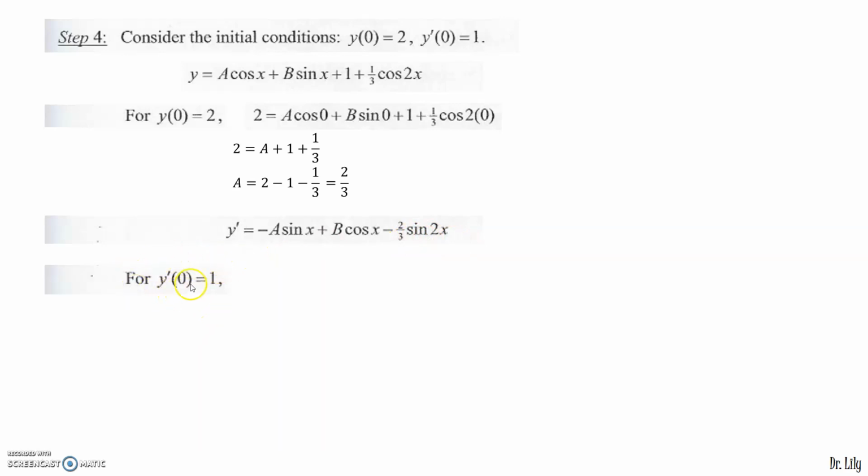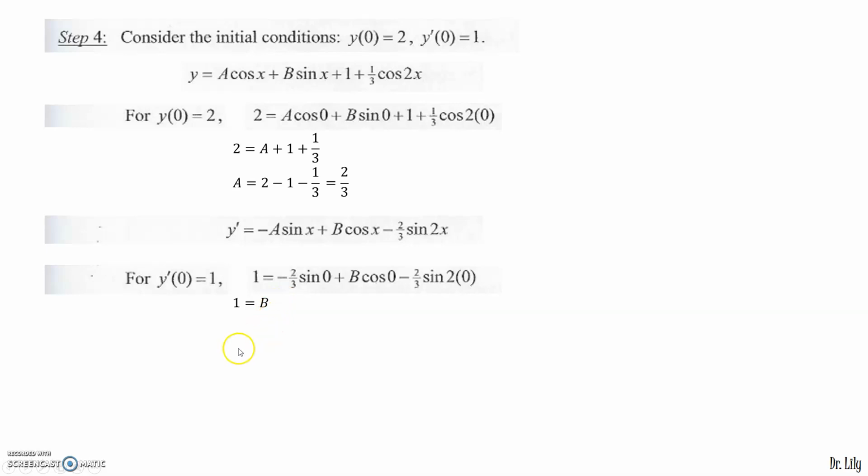Next, you need to substitute the second initial condition, which is when x is equal to 0, y prime is equal to 1. So from here, what we get is 1 is equal to, a is 2 over 3, right? So that's why here you have negative 2 over 3 sin 0 plus b cos 0 minus 2 over 3 sin 2 multiplied by 0. Here, sin 0 is equal to 0, and cos 0 is equal to 1. So that's why you have 1 is equal to b.